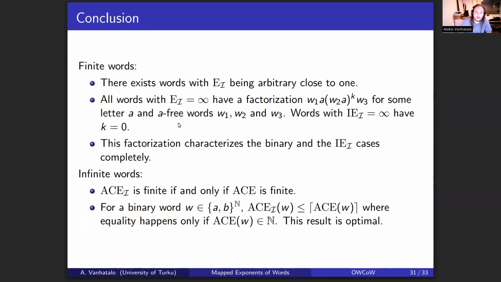So here are some conclusions. We have finite words with mapped exponent being arbitrarily close to 1. If the mapped exponent is infinite, then we have this kind of factorization. And a similar factorization works with the mapped integer exponent being infinite, but then the k is 0. And in the binary and in the integer exponent cases, this is a complete characterization. And in infinite words, the mapped age is finite if and only if the age is finite. And in binary, we have this exact upper bound condition.